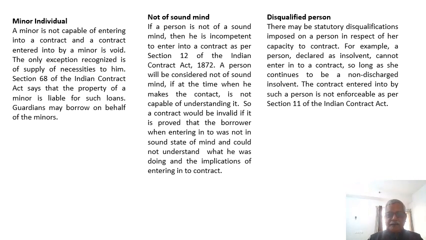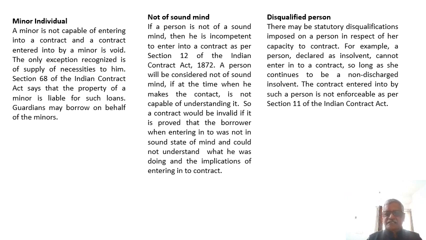Second one is not of sound mind. If a person is not of sound mind, then he is incompetent to enter into a contract as per Section 12 of the Indian Contract Act 1872. A person will be considered not of sound mind if at the time when he makes the contract he is not capable of understanding it. So a contract would be invalid if it is proved that the borrower when entering into it was not in a sound state of mind and could not understand what he was doing and the implications of entering into a contract.